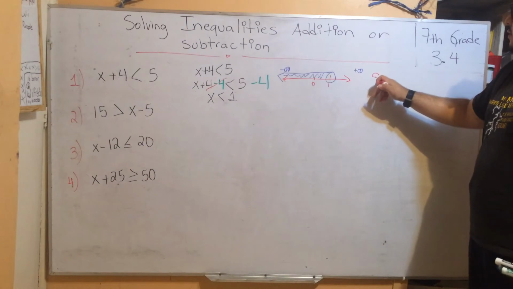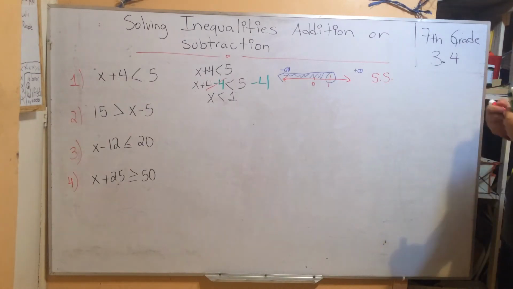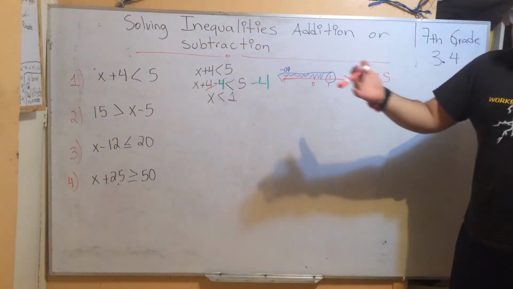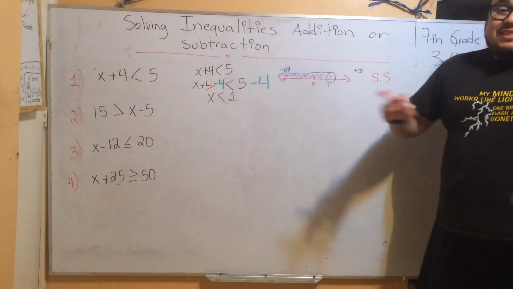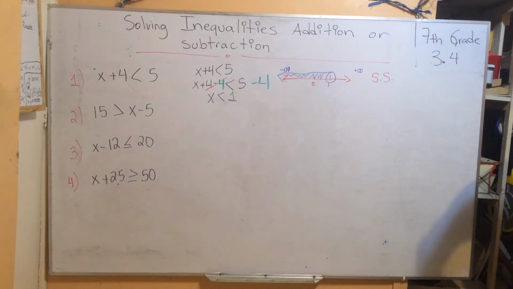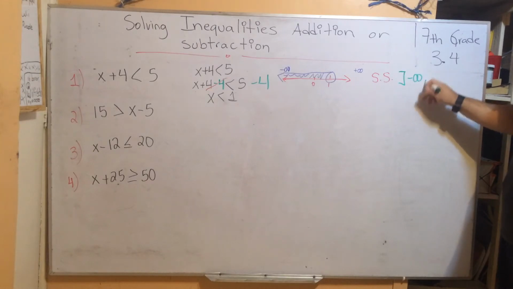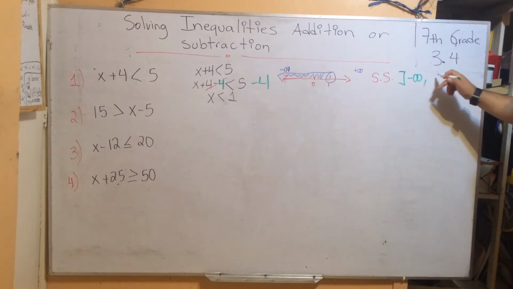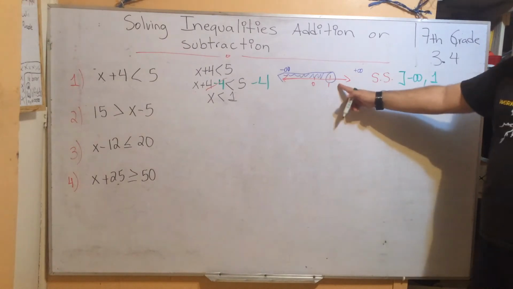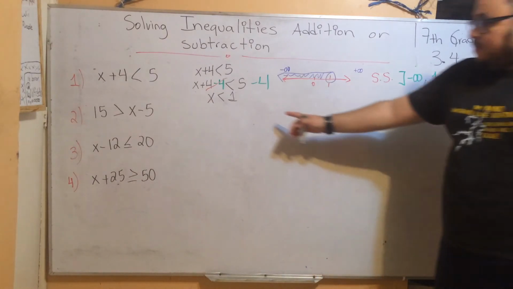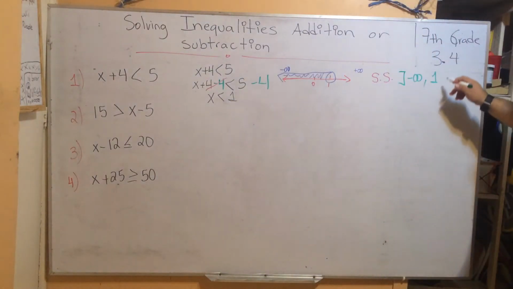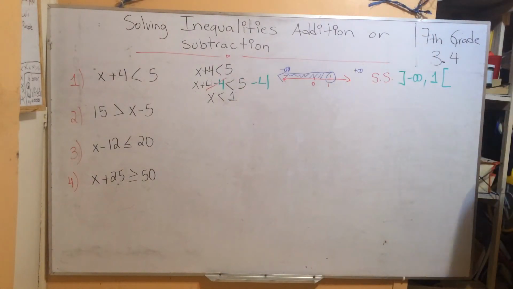When we write our solution set, we're looking for the numbers that come from negative infinity. And remember, infinities are not included, so we use parentheses. So we start at negative infinity and stop at 1. Is 1 included? No, because it's only less than, so the bracket is facing the other side. This is how we solve inequalities using addition or subtraction.